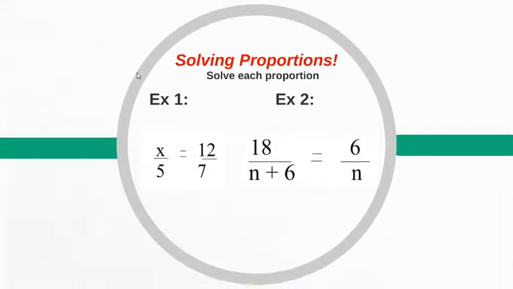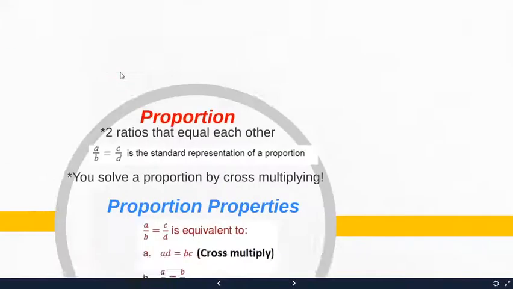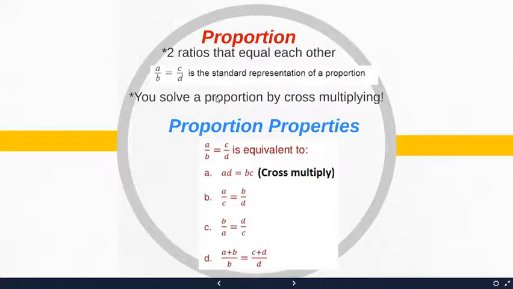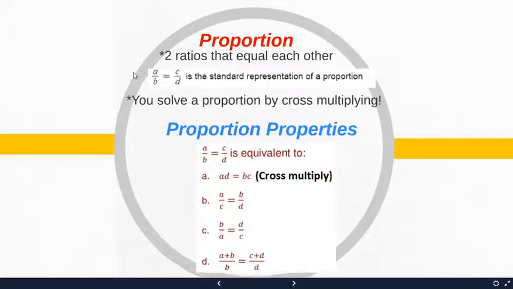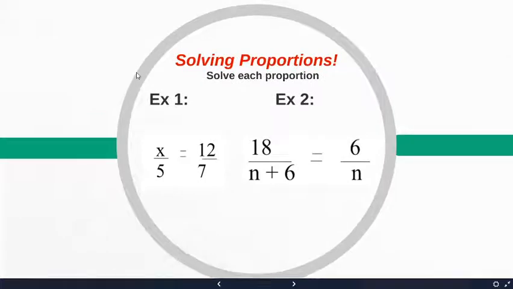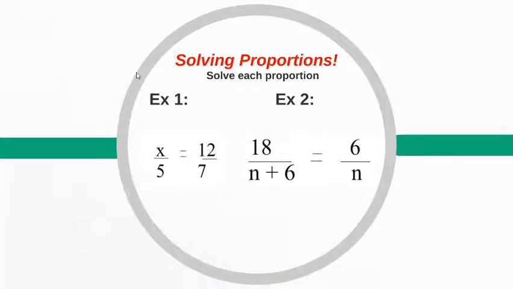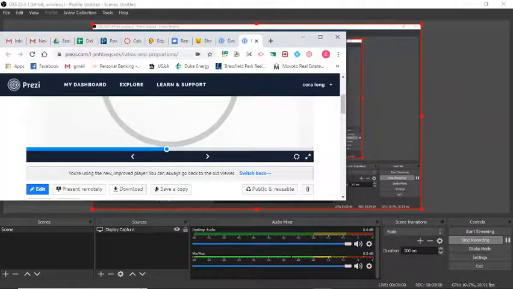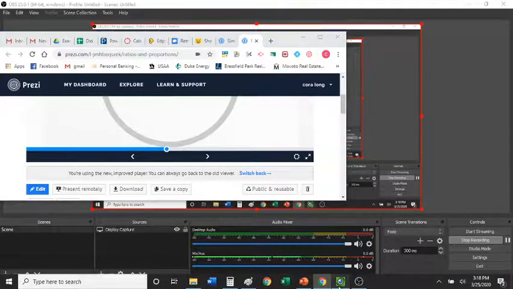Okay, so guess what, you guys? We have two proportions that we'll be solving in example 1 and 2. Remember, the way that we solve proportions is by cross multiplying. So in example 1 and 2, we're going to cross multiply to solve our proportions, which will be super exciting. Well, let's get started on example 1.